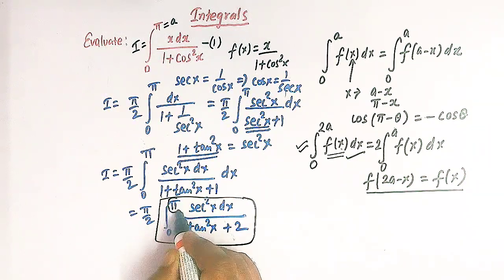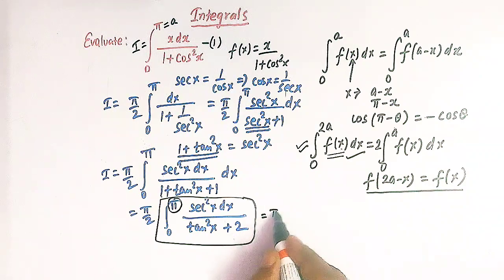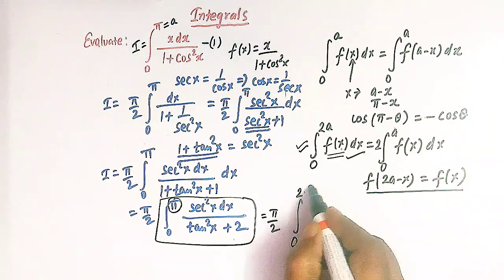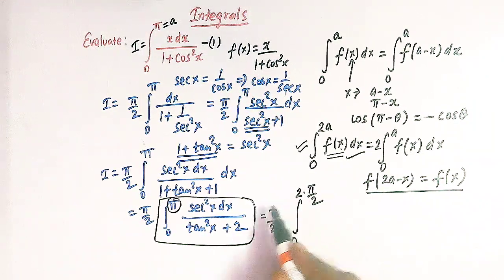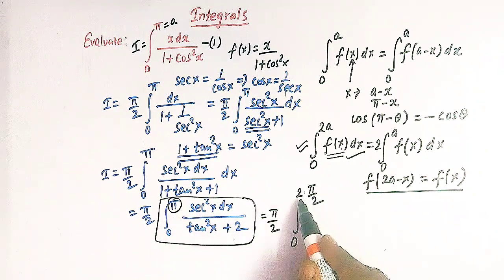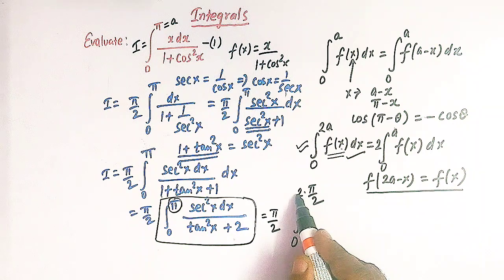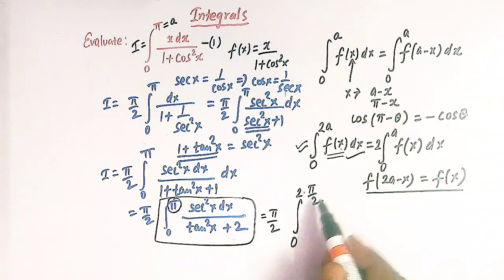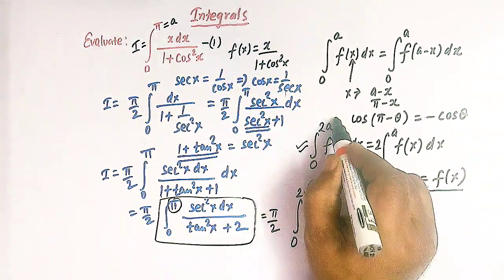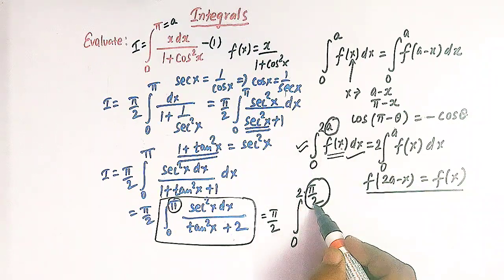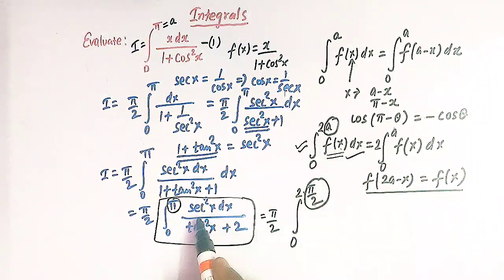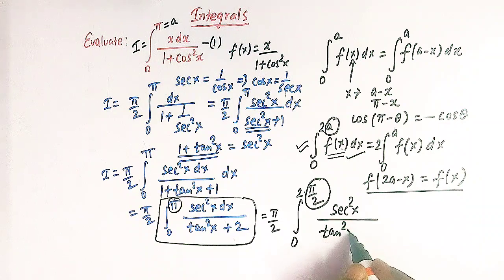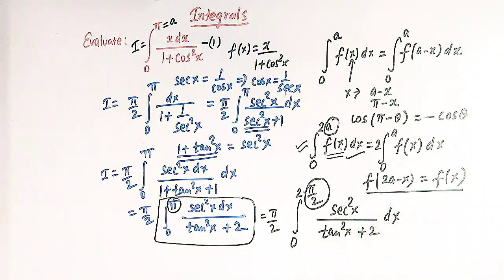Now see, here we have pi, right? So we can now write this integral as pi by 2, and we can write 0 to 2 times pi by 2, because there is no harm in writing pi as 2 times pi by 2, because the 2 and 2 are going to cancel. So we can write pi as 2 pi over 2. Now our a is equal to pi by 2, and f of x is secant square x over tan square x plus 2, and here we have dx.